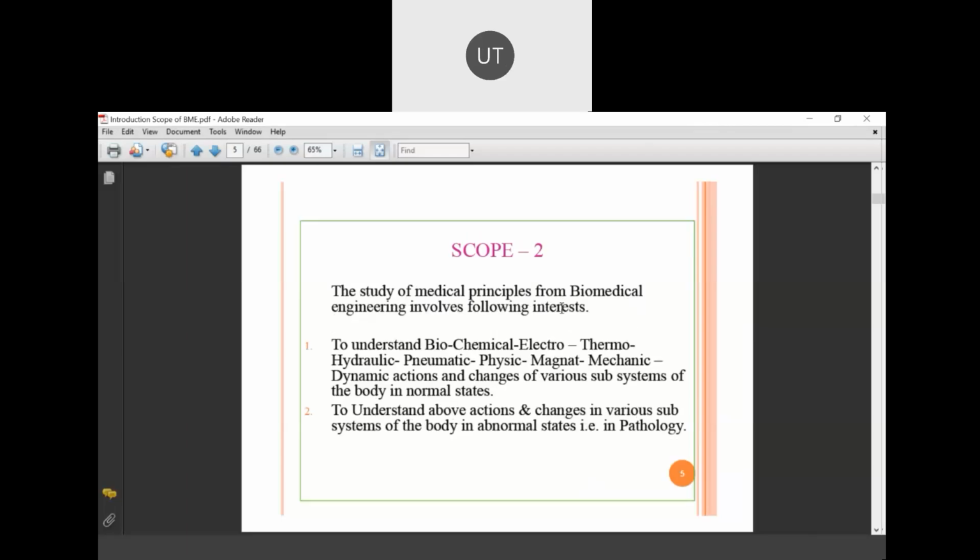So we are going to understand these different systems in our body: biochemical, electrical, thermal, hydraulic, pneumatic and magnetic systems, and the changes of various subsystems of the body in the normal states. This is what we are going to study. That is the scope. The study of medical principles from biomedical engineering involves all of these.